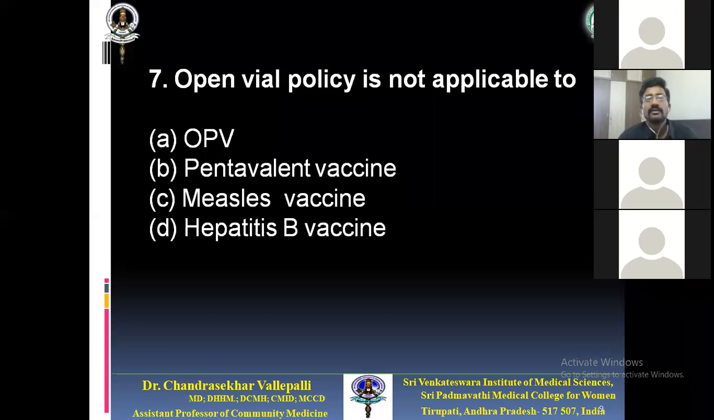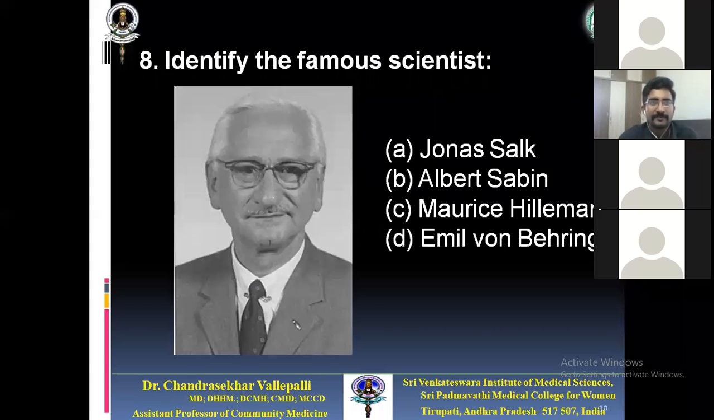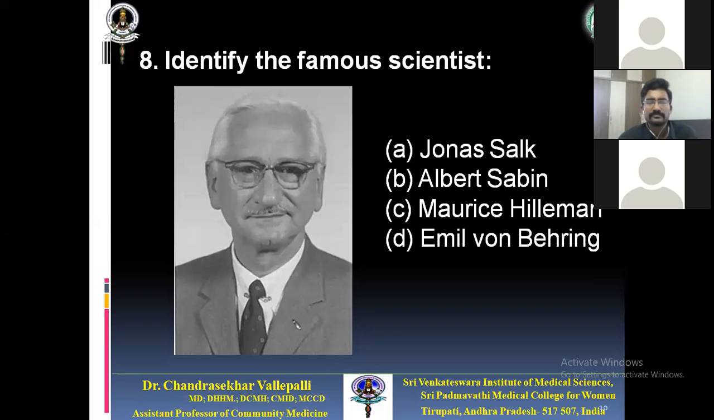112, please. Okay, so this is the open vial policy. Some of the vaccines will come under this open vial policy and some of them will not. So okay, we will see during the lecture. Okay, so identify this famous scientist: A, Jonas Salk, B, Albert Sabin, C, Maurice Hilleman, D, Emil von Behring. You can guess. Albert Sabin. Okay, some voices we are hearing, that is Albert Sabin. We will see who he is.